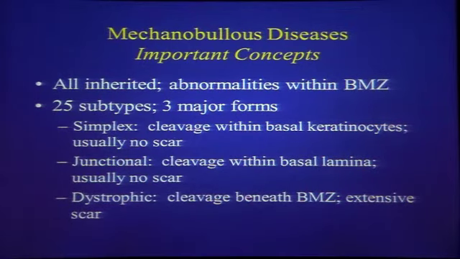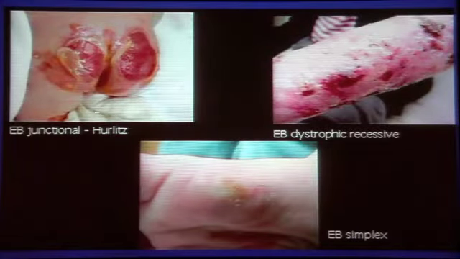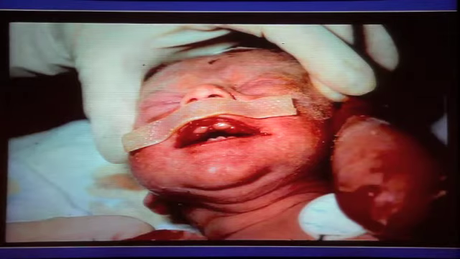These are complicated conditions, but basically the three major forms are simplex, the junctional, and then the dystrophic forms that we see, which occur from top to bottom. Again, the Hurwitz, which is the junctional type seen in children, the simplex type often seen in people in their older age. They may not even know they have this until they go out and do a lot of walking or something, get these chronic blisters. And then the dystrophic types, which can lead to severe deformity.